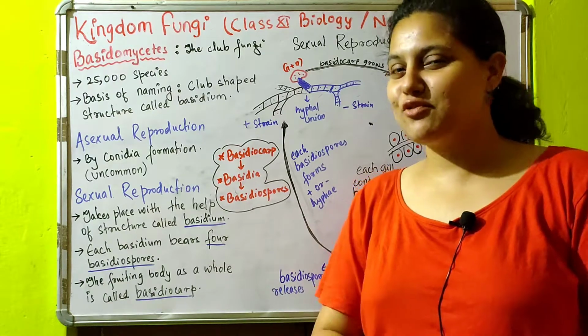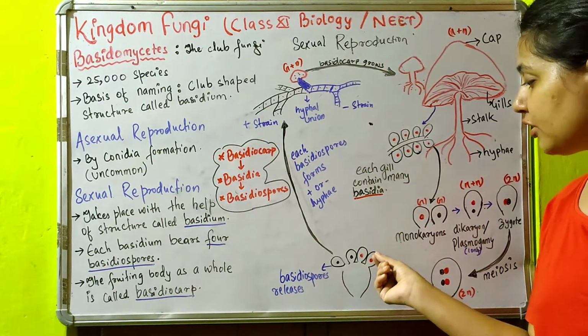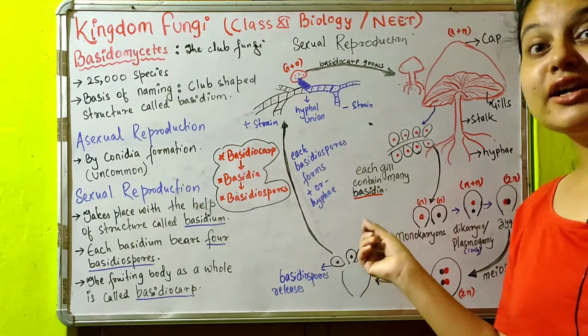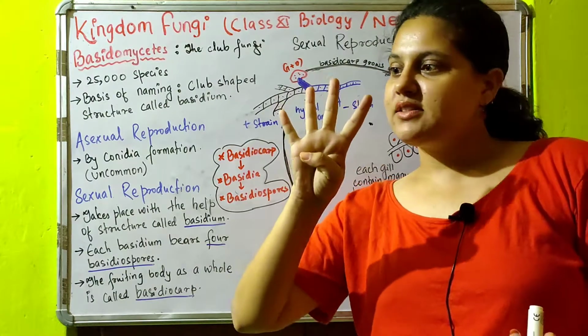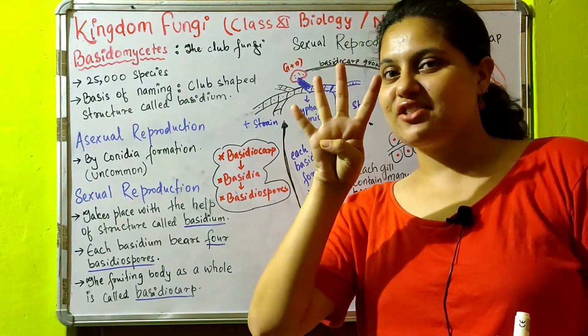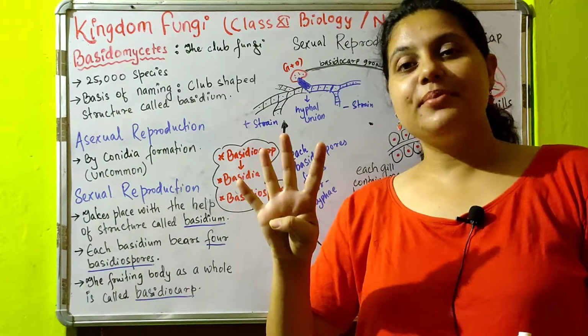Okay, I'll be showing you what is basidium. You come here. This kind of structure with 4 nuclei at the terminal end is known as basidium. Like we have 5 fingers, the basidium has 4 projections at the terminal part, and this structure is known as club-shaped structure.